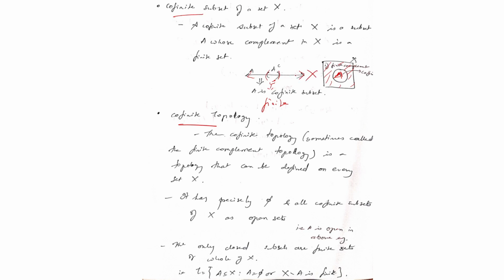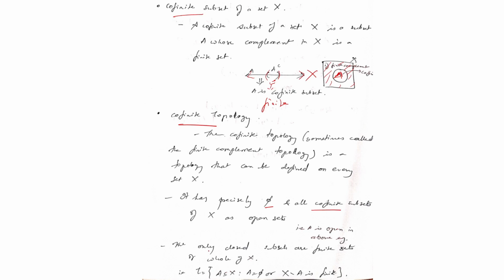So once we have become acquainted with cofinite subsets, what is the cofinite topology? The cofinite topology is a topology that can be defined on every set X. It will have precisely what elements? Phi, that is the empty set, and all cofinite subsets of X, which we have seen, as open sets. Okay, so what will be the closed subsets? The only closed subsets are finite sets.